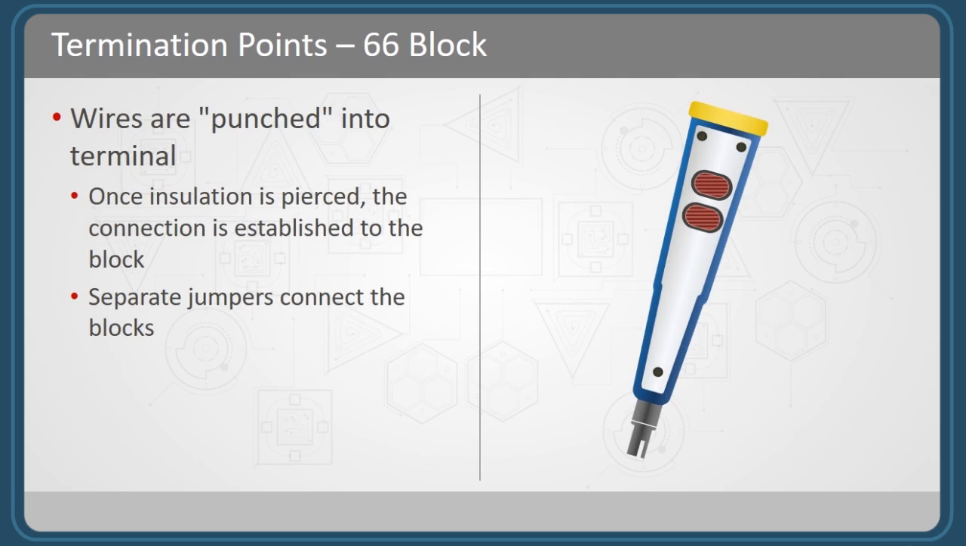In fact, this is the tool here. They were quite literally punched into place. So again, it was wired to the wall jack on one end, and then it was just left hanging temporarily until all wires were run. And then they were just basically stripped a little bit at the end to expose the actual core wires, which were then punched into place so that insulation was pierced and the connection to the block was established. Then there were separate jumpers to connect each block together.